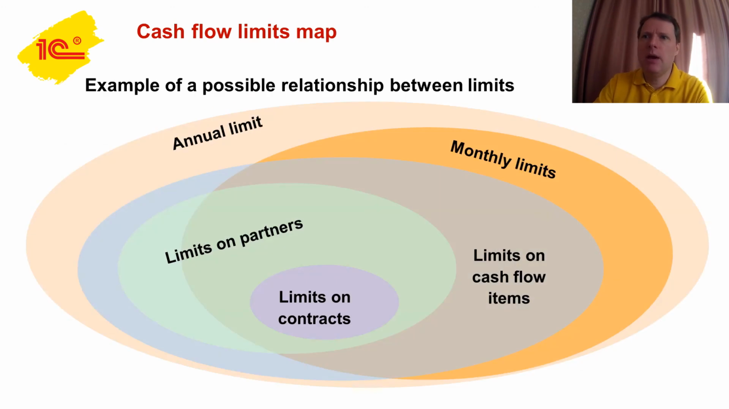Here is a scheme that shows how cash flow limits map to each other. Example of a possible relationship between limits of different dimensions and periods. All of these limits will work together. Budget limit control can be informative, non-blocking or blocking, but it stops any cash issues.